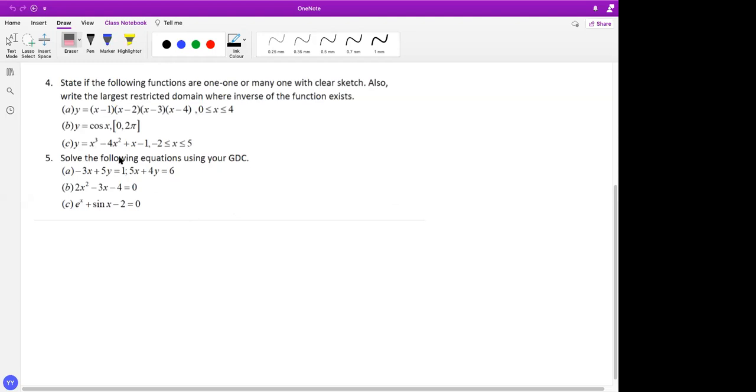Now for the fifth question, what we have got is: solve the following equation using GDC. Since we have got two functions here, we're going to make y the subject of the formula before we go on to solve them. So you do 5y equals 1 plus 3x, y is (1 plus 3x) upon 5, and here y equals (6 minus 5x) upon 4. So you now plot both of these functions on your calculator, and then you see where they are intersecting. Let us go on and plot both the functions on our calculator.